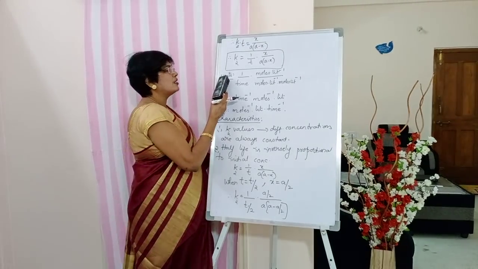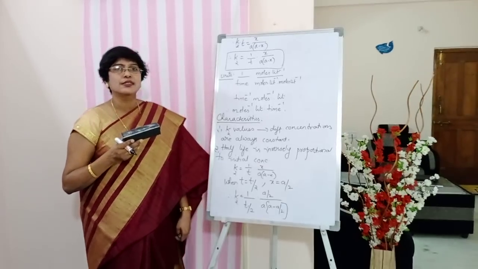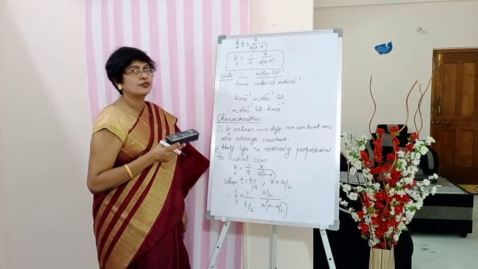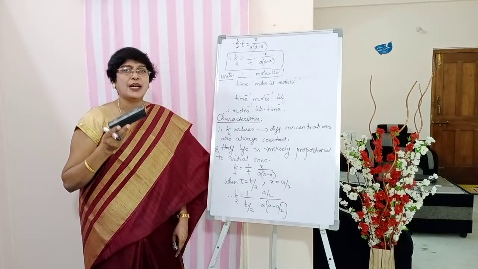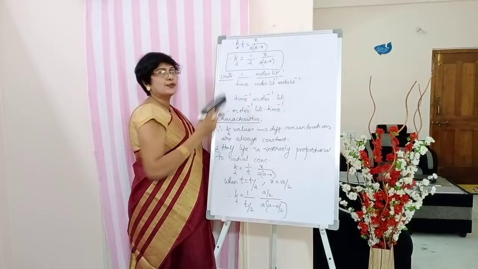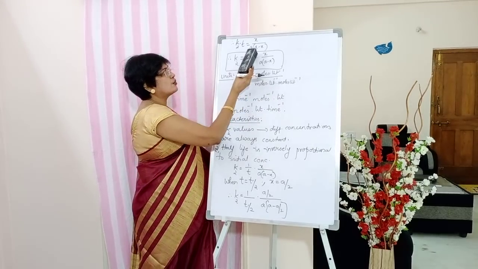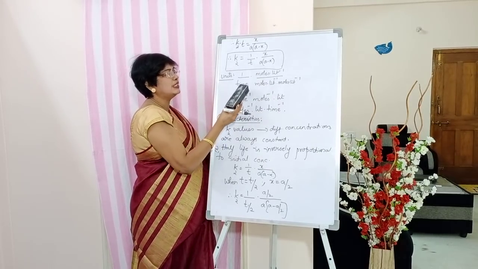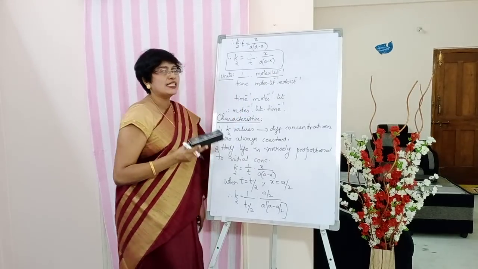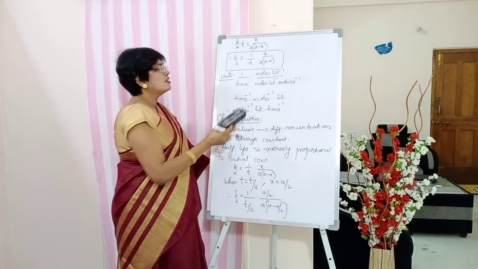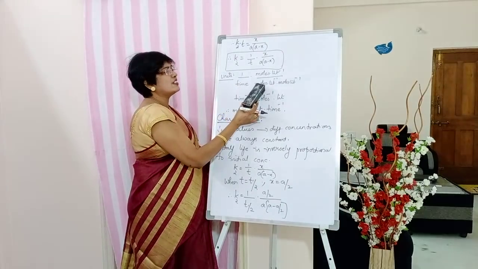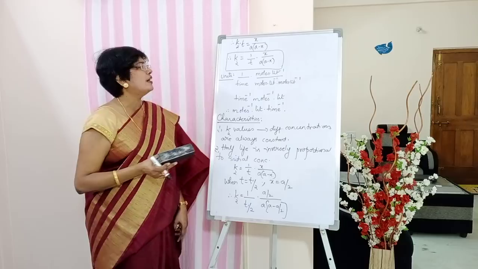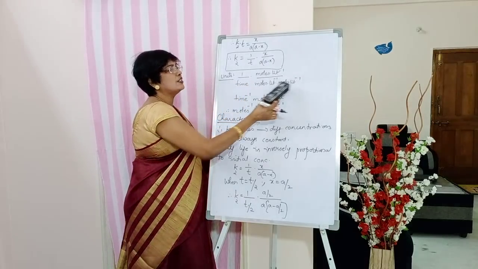So next comes units of K2. From this expression, we can write the units. Students, we need not learn by heart. We derived the expression, right? So how to write the units? 1 by time, T means time. X is concentration, moles per liter. So I have written moles into liter inverse by A, concentration again, moles into liter inverse. A minus x, moles into liter inverse.